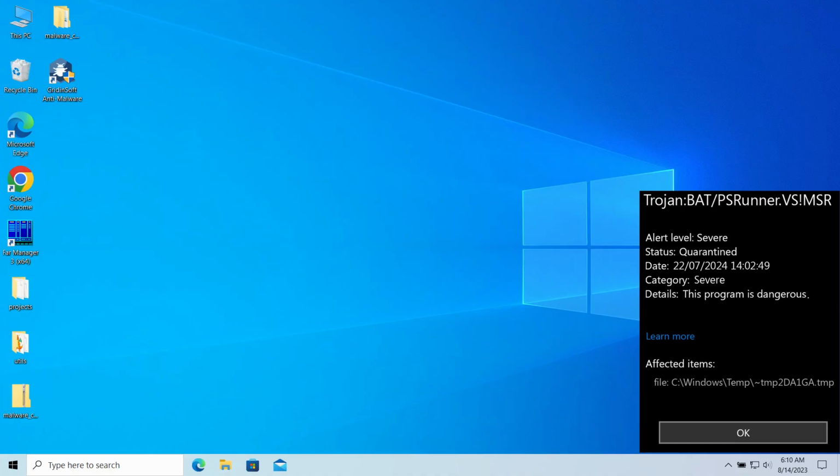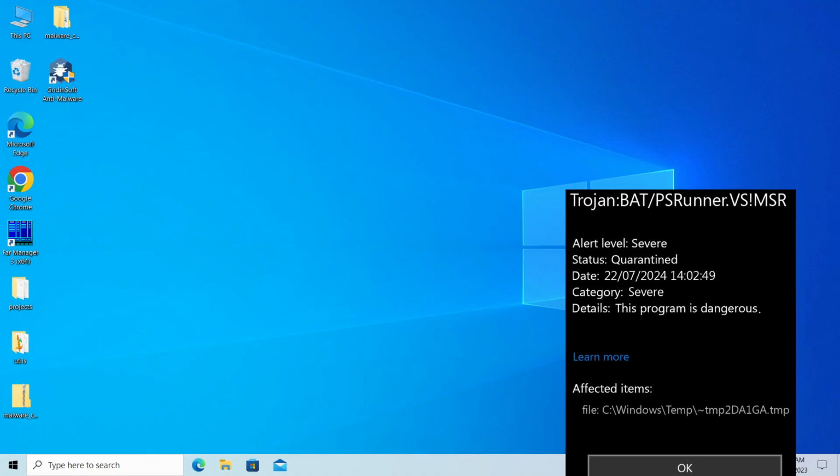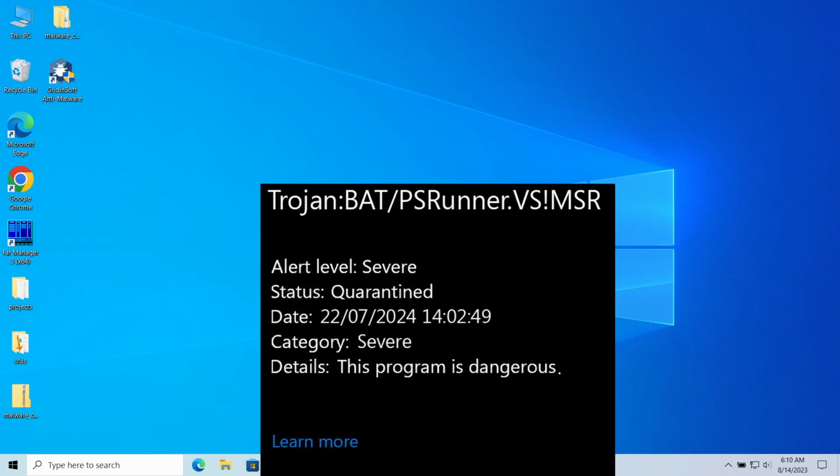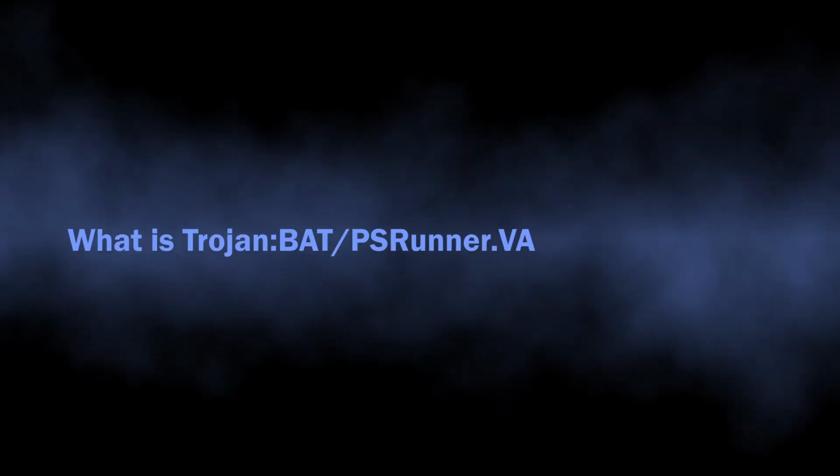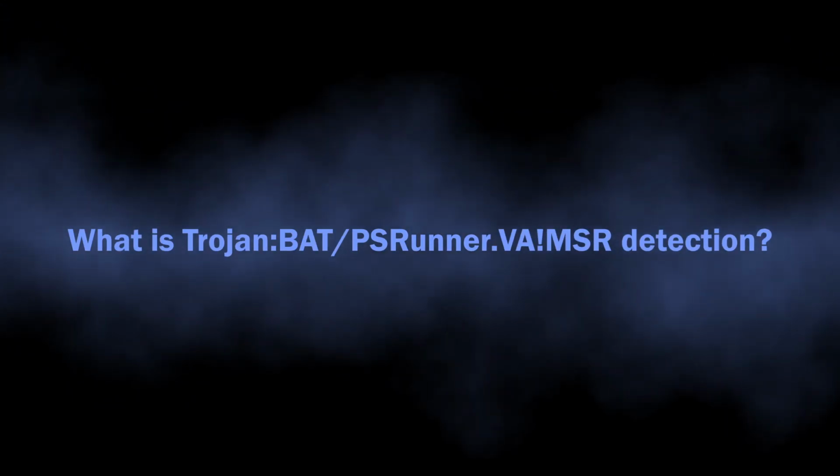Hello, ladies and gentlemen. Today, I would like to talk about Trojan:Bad PSRunner VS MSR, a detection that you may see popping up without any obvious reason. This is in fact a sign of a malware attack, and this detection flags a possible loader for different malware types. At the same time, there is a chance of it being a false positive. In this video, I will explain how dangerous this detection is, whether it can be a false positive, and how to remove it. To start with, let's understand what the Trojan:Bad PSRunner detection means.